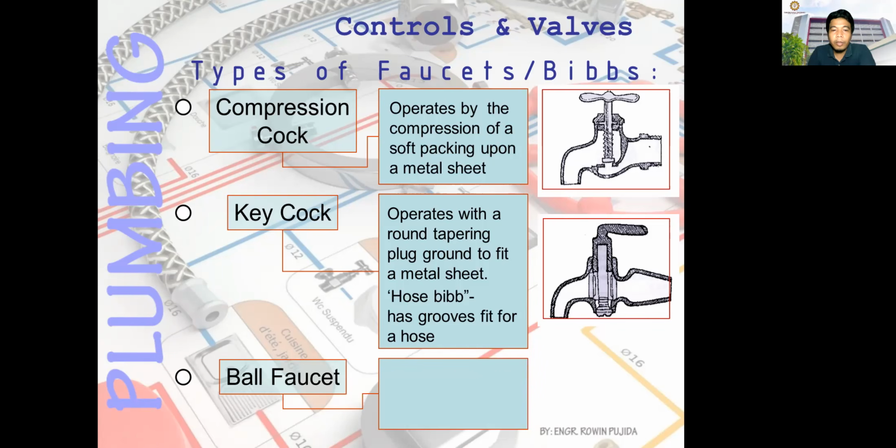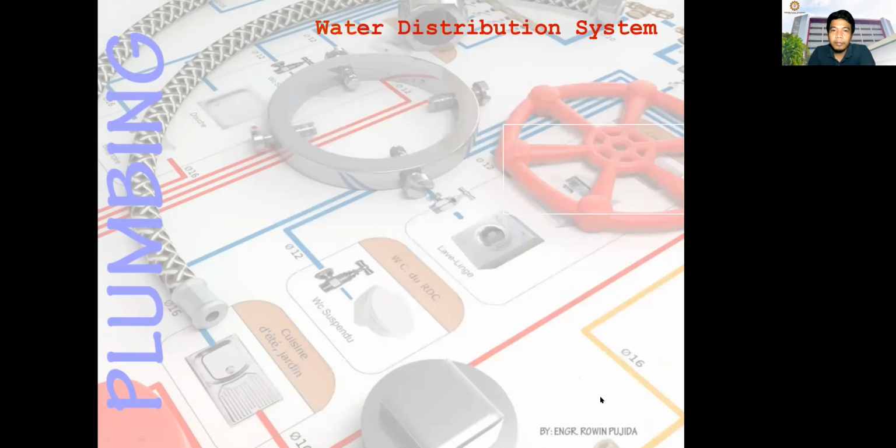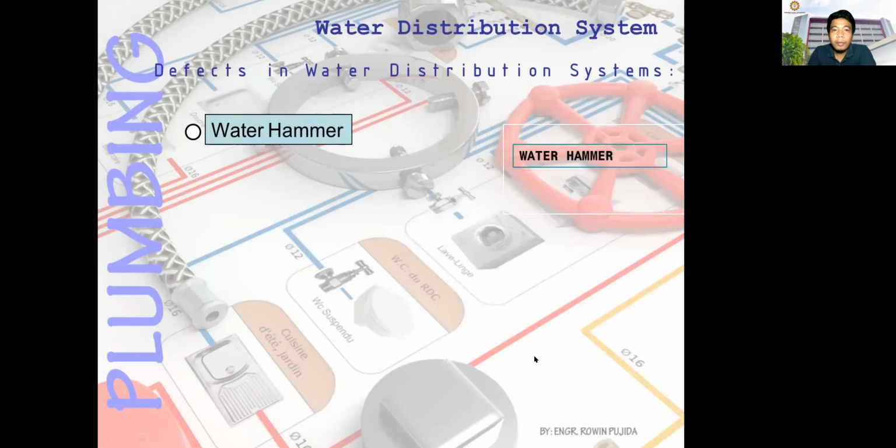And then you have the ball faucet, constructed with a ball connected to the handle. Okay. So these are the defects in water distribution system.